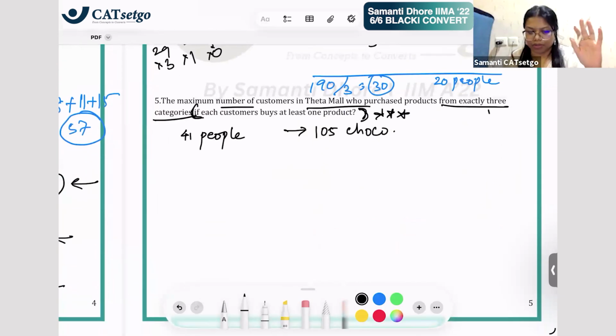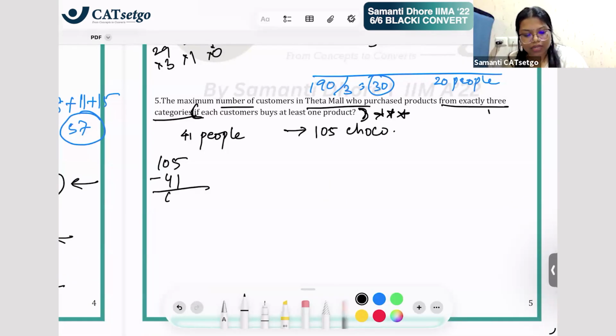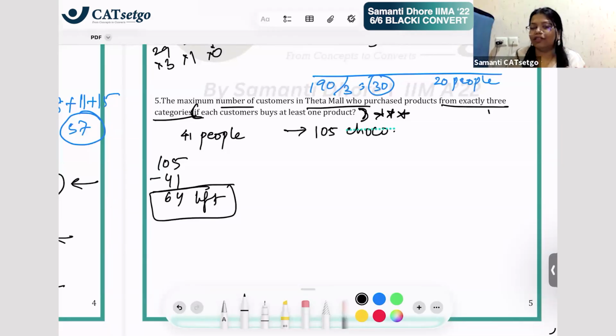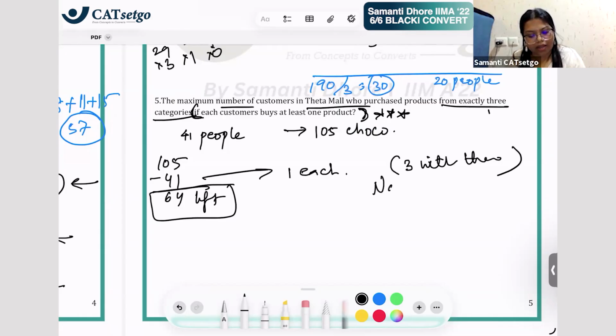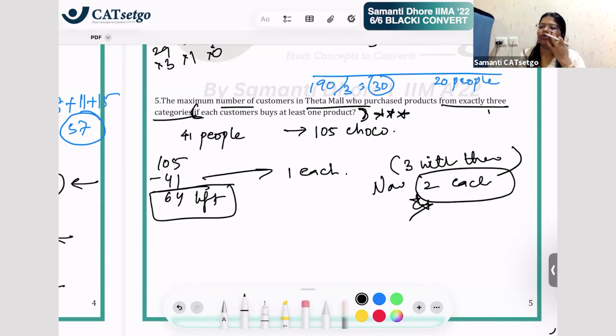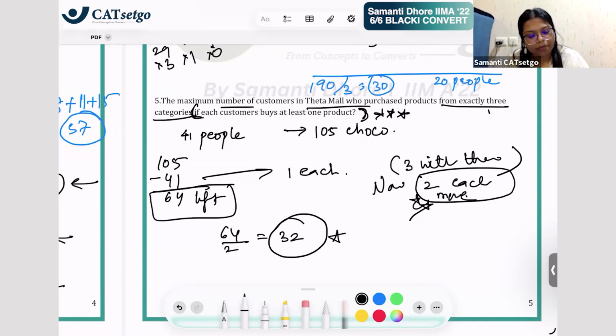So what I'm going to say is, okay, wait. If each person is getting 1 chocolate each, I have only 64 chocolates left with me, right? And I have already given 1 each. I have to have 3 with them. Means now I'll have to give 2 each. Method of extras में ये समझना जरूरी है कि हमें 2 each जाएगा ना, because every person has gotten 1 chocolate already. So now to complete 3, we'll have to give 2 more, right? So 64 divided by 2 is 32. So how many people? 32 people.